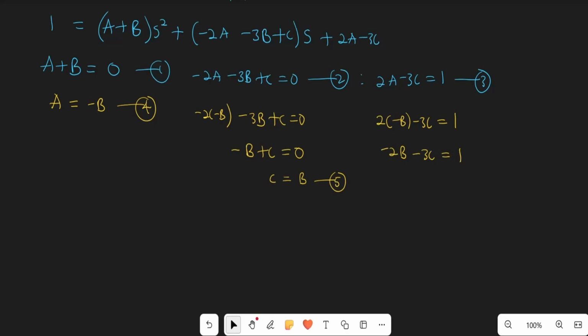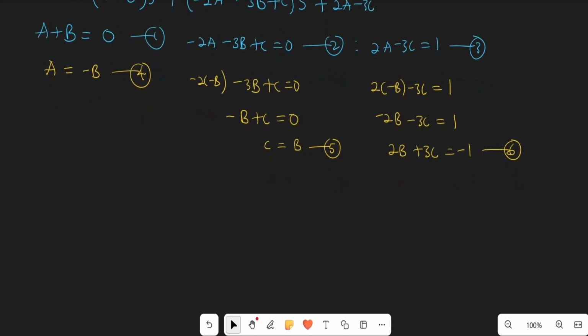So we can multiply both sides by negative 1. That is going to be positive 2b plus 3c, and that is equal to negative 1. You can call this one equation 6 if you like. So if c is equal to b, we can just plug it here. From equation 5, c is equal to b, so in place of b, I'm going to put c. So this one is going to be 2c plus 3c, and this is going to be negative 1. So 2c plus 3c is going to be 5c. 5c is equal to negative 1. That means that c is equal to negative 1 over 5.